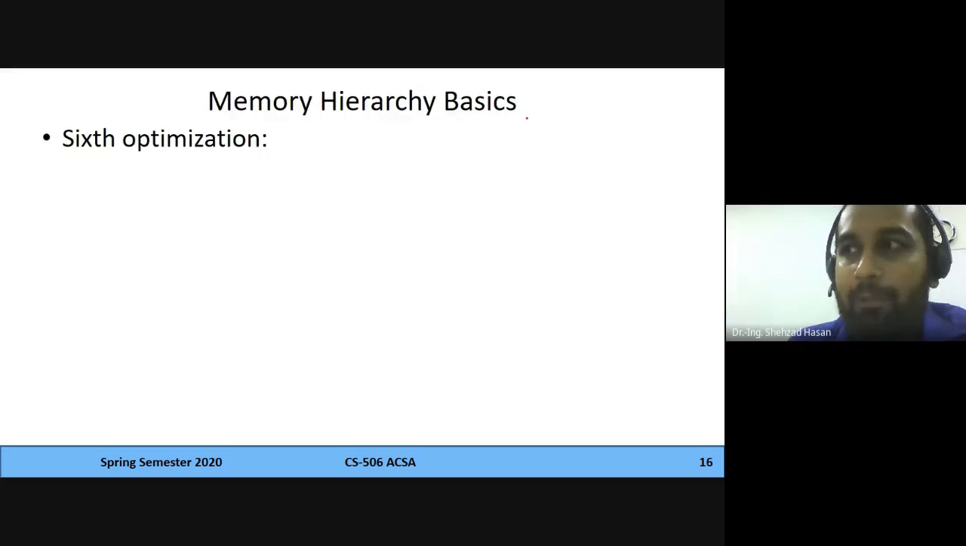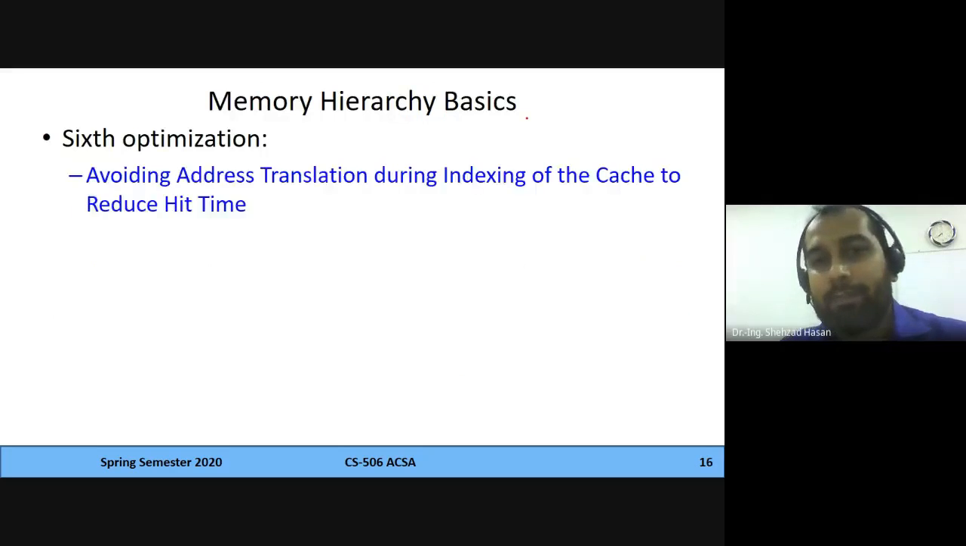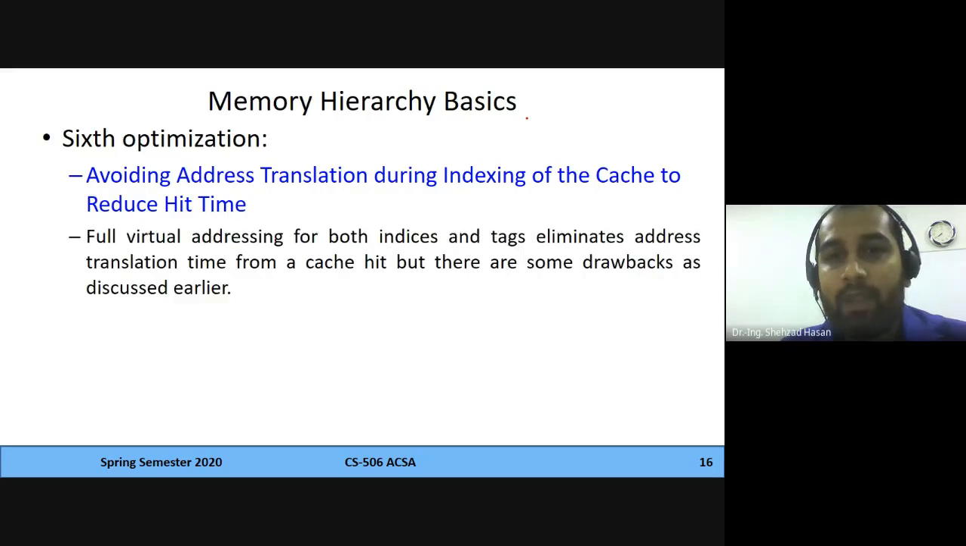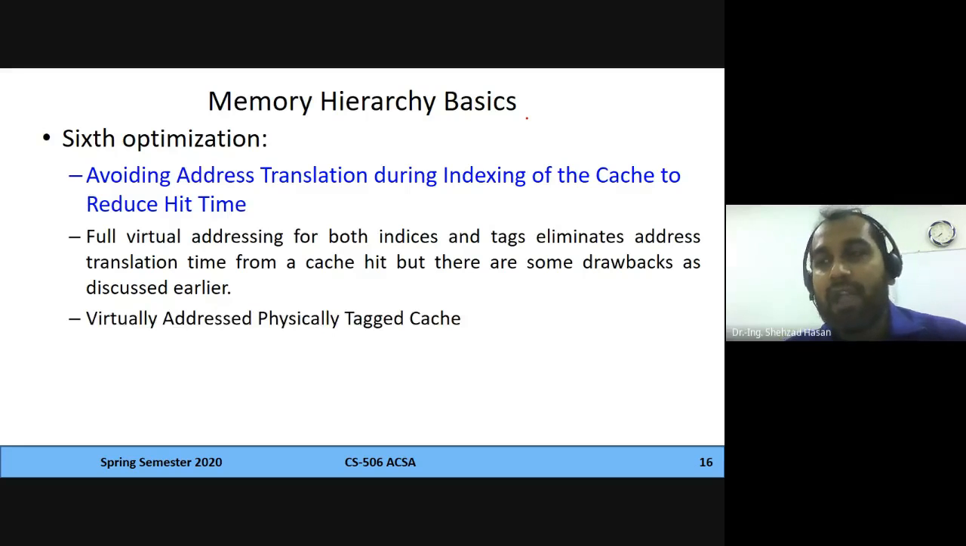So we go for a hybrid approach, which is actually our sixth optimization: avoiding address translation while indexing the cache to reduce hit time. So we talked about a virtually addressed, physically tagged cache. Now this is going to work on virtual addresses, but the tags are going to be physical. Tags are not going to be virtual. Tags are going to be physical. Now, what do we mean by that?